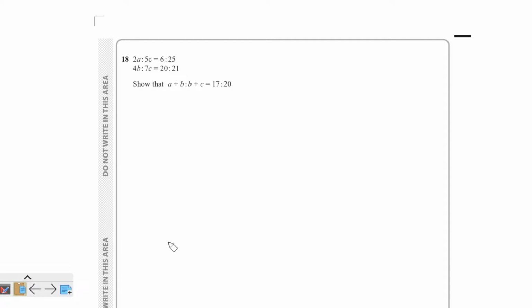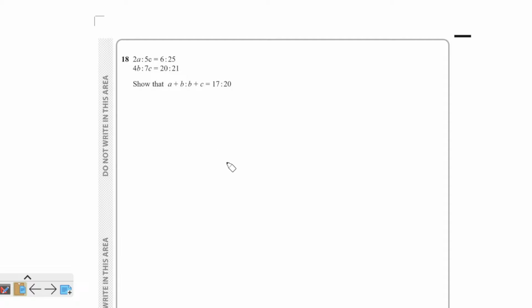Okay, question 18. We've been given 2a to 5c is 6 to 25, 4b to 7c is 20 to 21. Show that a plus b to b plus c is 17 to 20. This is one that would definitely throw me off if this was in my exam. I feel like ratio is quite hard, especially at the end of the paper.